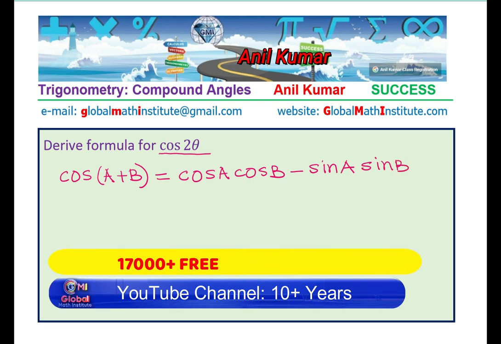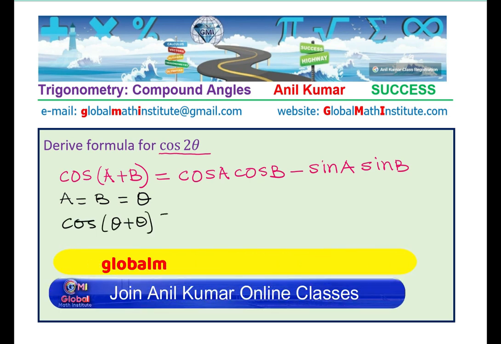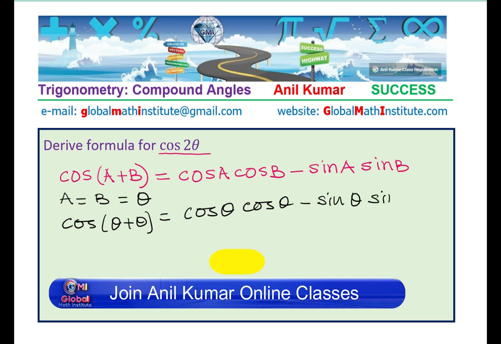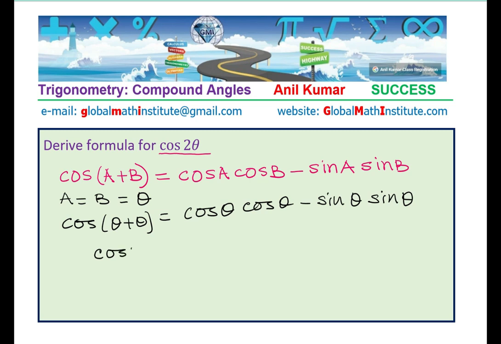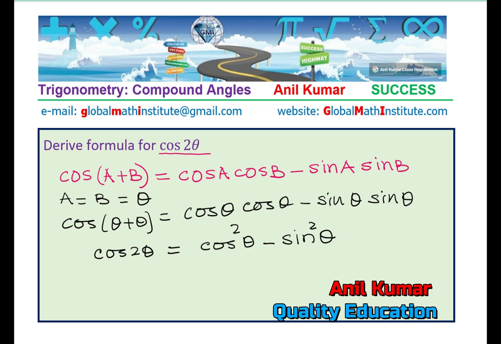Now, if I put A equals B equals, let's say, theta, what do I get? I get cos of (theta plus theta) equals cos theta times cos theta minus sin theta times sin theta. Now that gives you the formula for cos 2 theta equals cos square theta minus sin square theta. Perfect. So we have a double angle formula right there before you, cos square theta minus sin square theta. This is our formula number 1 for cos 2 theta.